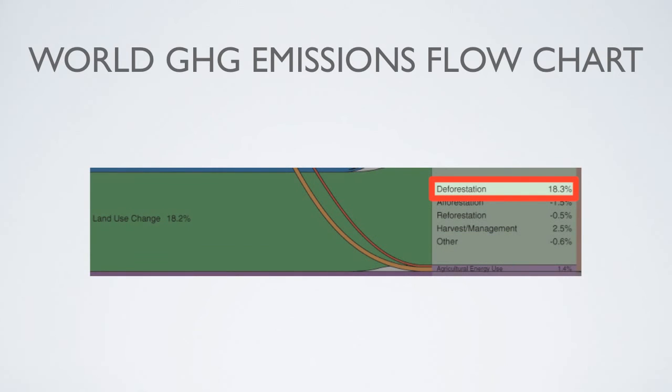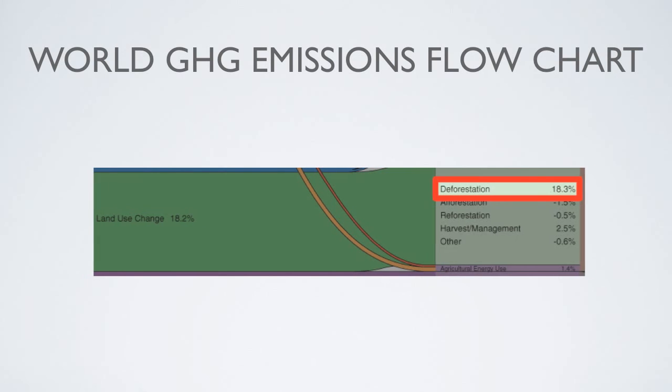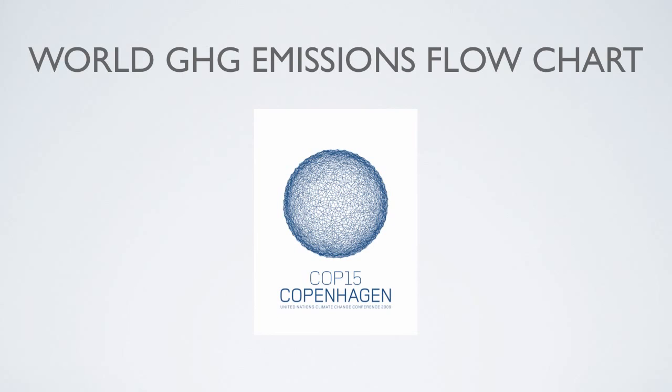When it comes to land use change, deforestation is responsible for more than 18% of emissions worldwide. This was a major topic at the United Nations Climate Change Conference in Copenhagen in December 2009. The resulting agreement, known as the Copenhagen Accord, establishes provisions for developed countries to pay developing nations to reduce emissions from deforestation.